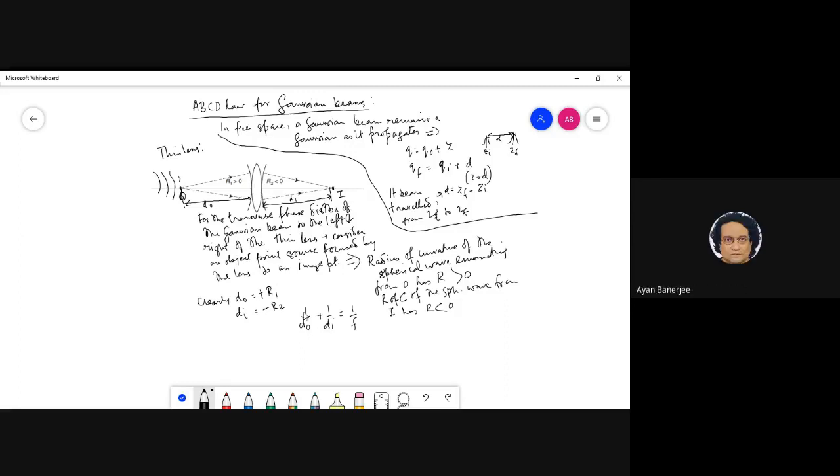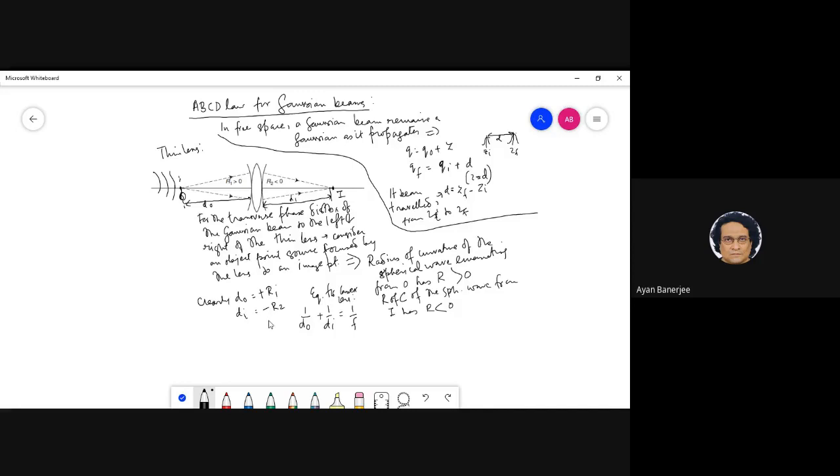Therefore this has to be minus R2. Is this clear? This is an important point that Anirudh has raised. Because this is a converging lens, we know that the lens maker equation for a convex lens is this, right? So both are positive. So then you have to have DI as minus R2.